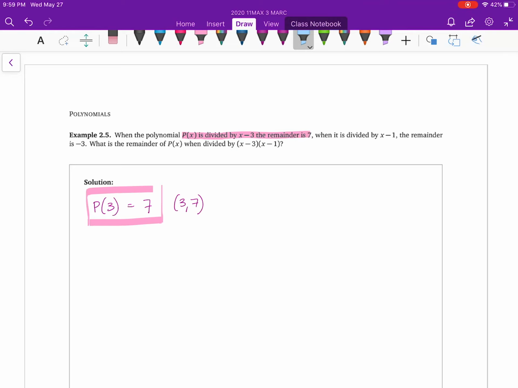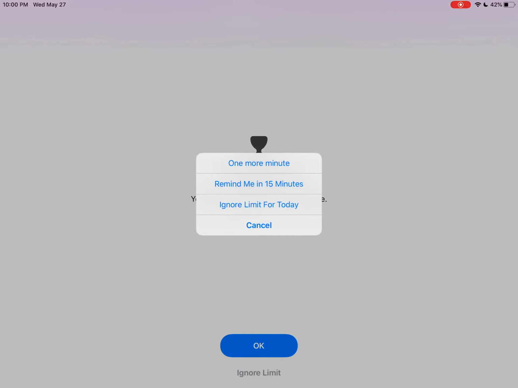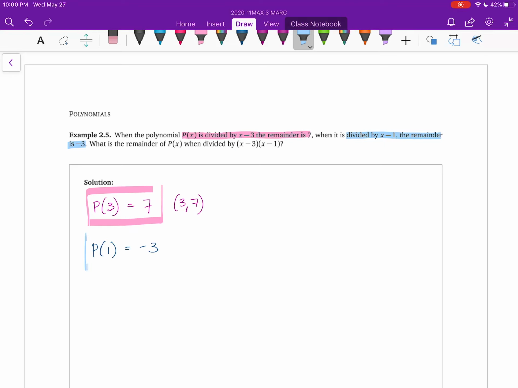And as I keep reading, it says when p of x is divided by x minus 1, the remainder is negative 3. So the same thing, it's telling me that if I knew what my polynomial was, and I substituted in 1 for x, I would get negative 3. So I could also again write that as a point 1 comma negative 3.